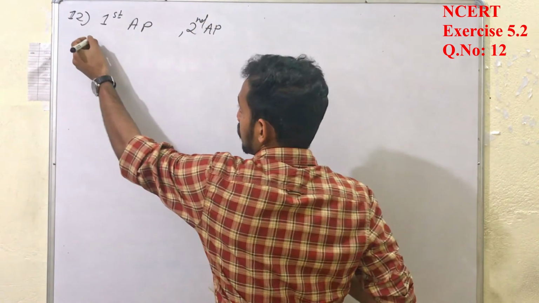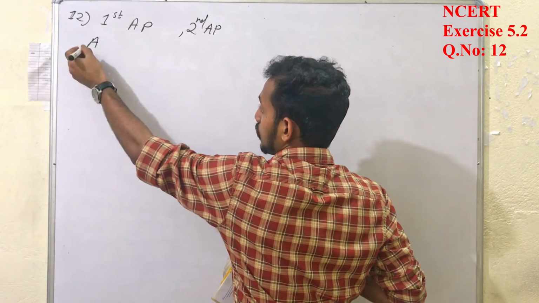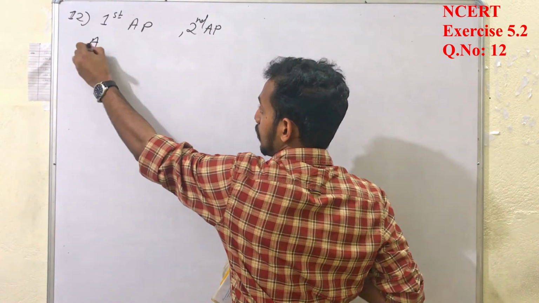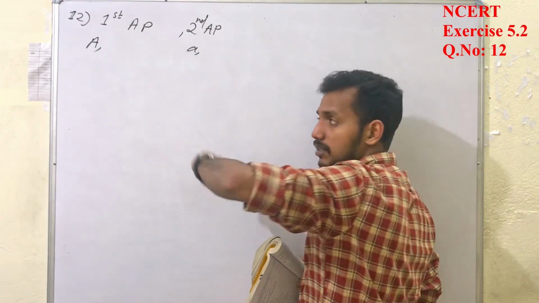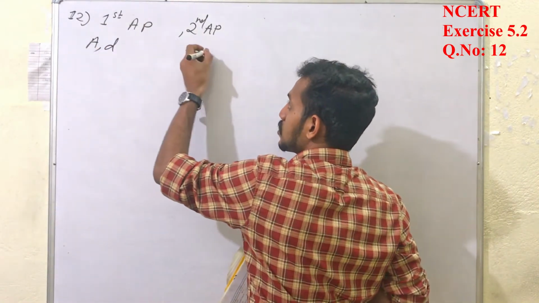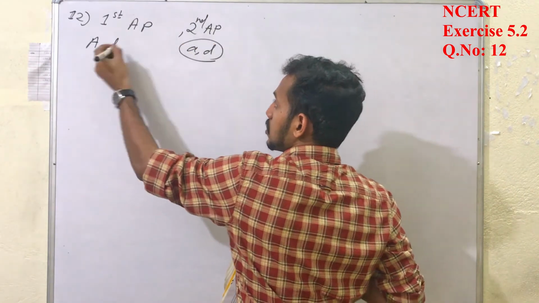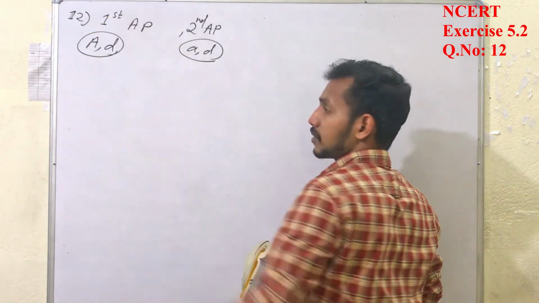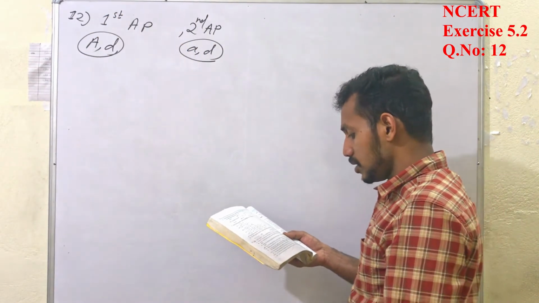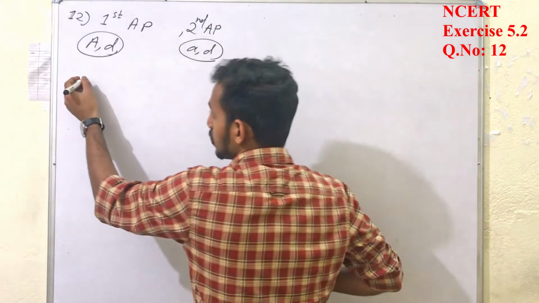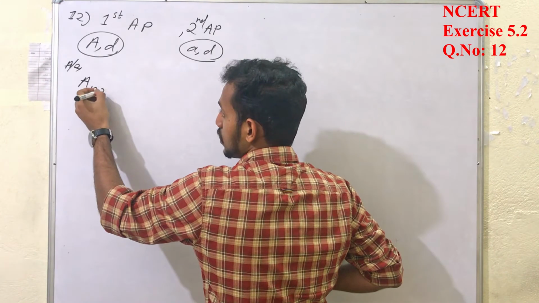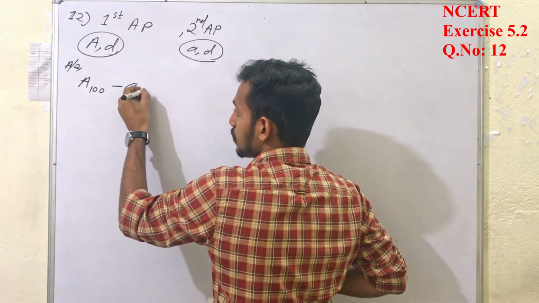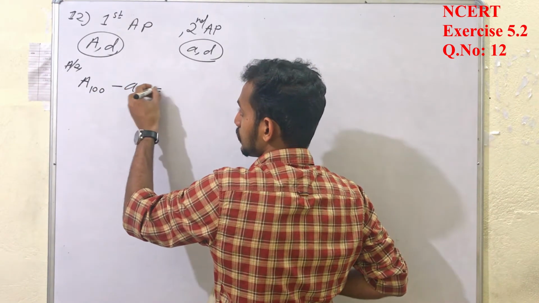Two APs have the same common difference, that means the first term is not the same. For the first AP we can consider capital A as the first term, and for the second AP we can consider small a as the first term. The common difference is the same, so we can call it d. These are the two variables for these two APs. The condition, according to the question, is that the difference between their 100th terms is 100.